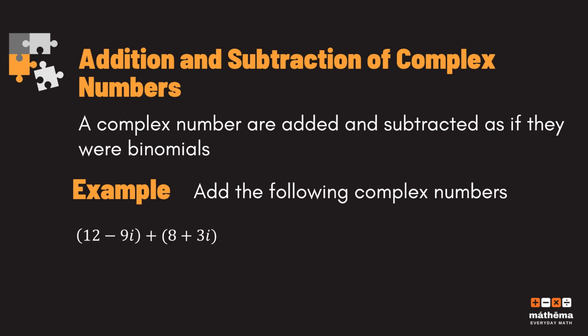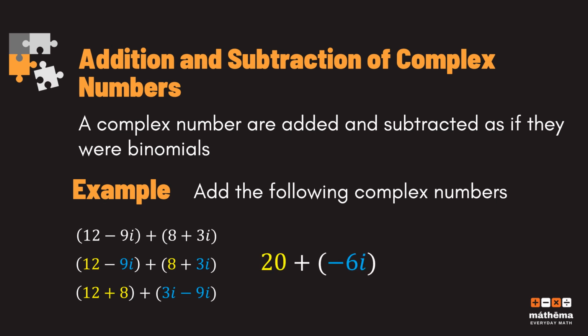Next, the quantity of 12 minus 9i plus the quantity of 8 plus 3i. So again, combine like terms, we will have 12 plus 8, plus 3i minus 9i. And then 12 plus 8 is 20. 3i minus 9i is just negative 6i, or simply this will become 20 minus 6i. So this will be our answer.